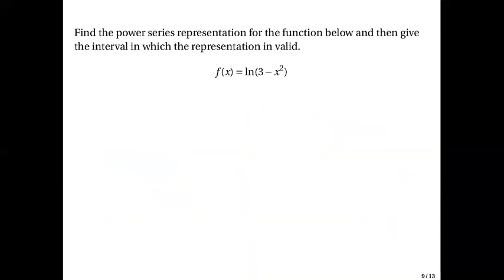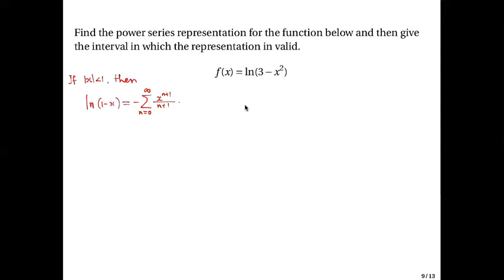For our next example, we have the power series representation. We want to find the power series representation of f of x equals ln of 3 minus x squared. So if we recall, you have ln of 1 minus x. If the absolute value of x is less than 1, then this is equal to negative sum of x raised to n plus 1 over n plus 1, from 0 to plus infinity.